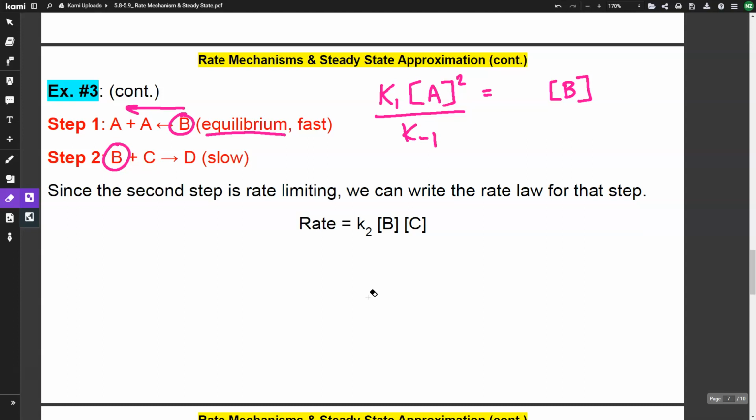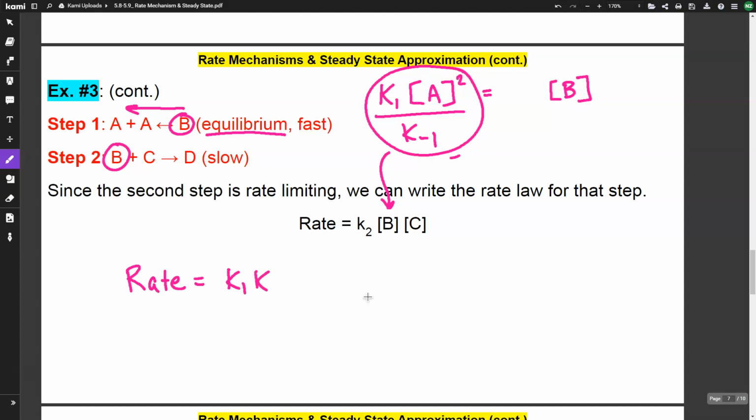Now the second step is our slow step. So if I wrote out my rate for the slow step, it would be k2, and it is 2 because it is the second step, and it would be B and C. Now we just solved for the concentration of B. So this is going to get a little messy, but I am going to substitute this in for B. So we get rate equals k1, k2, those are in the numerator, and then A squared, that's C right there, and then in the denominator is going to be k minus 1.